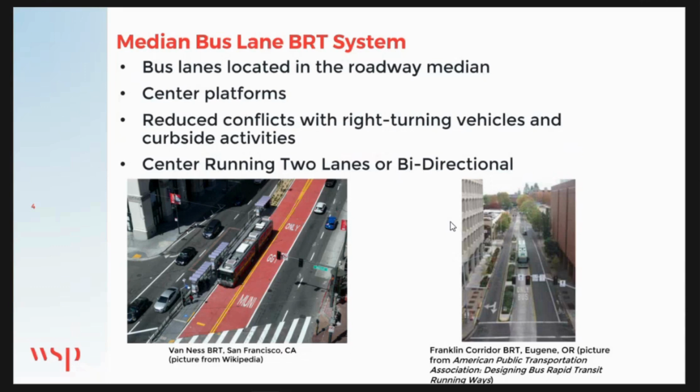There are usually two types of median bus lane. You can see in the first image, that is the center running 2 lanes. That image is captured from San Francisco, California. You can see there are 2 bus lanes, 1 for each direction, and they do not conflict with each other. The other one, which is what we want to talk about during this presentation, is the bidirectional one. The bidirectional median bus lane may actually have 2 lanes at stations, but the 2 directions share some segments where there's only 1 bus lane.